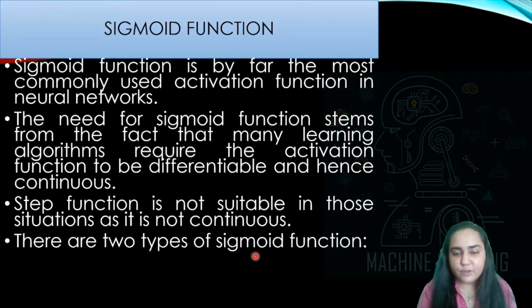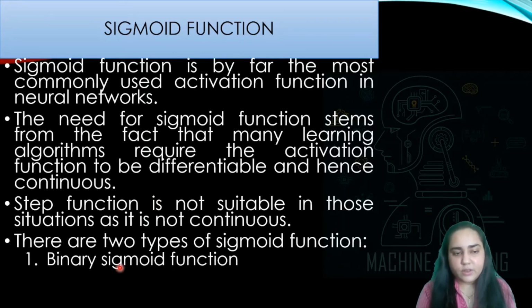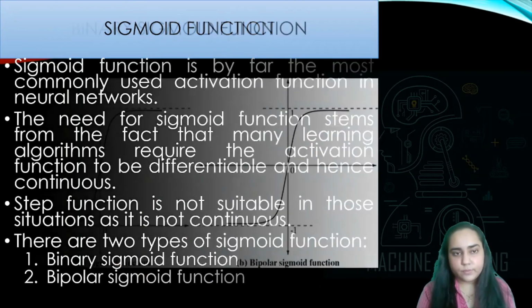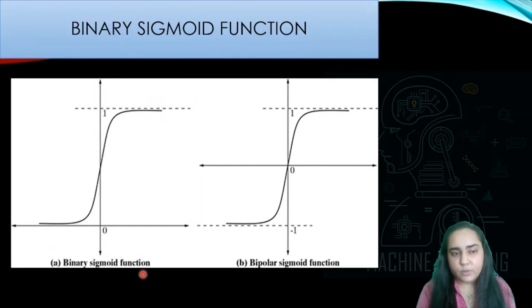So there are two types of sigmoid functions. You have the binary sigmoid function and the bipolar sigmoid function. Let's talk about the binary sigmoid function. It looks something like this. So you can see there's a curve going on. It's not a step like in the step function because this is a curve between 0 and 1. And because it's 0 and 1, it is binary. And the bipolar function includes -1 as well. So it's not just 0 and 1, but -1 also. So it is bipolar.